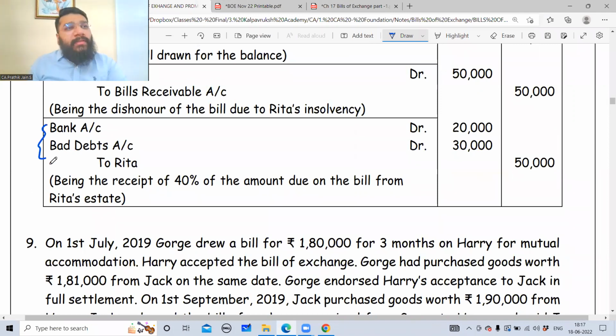They have put a compound entry in this question. In the previous question, they did it separately. Just to tell you that you can do this or that. Both are allowed. Being receipt of 40% of the amount due on the bill from Rita's estate. Recorded.